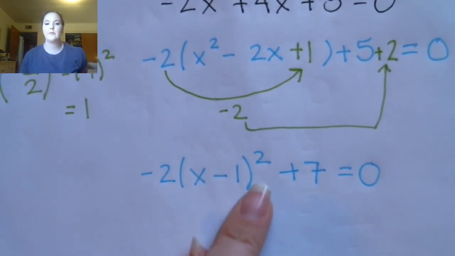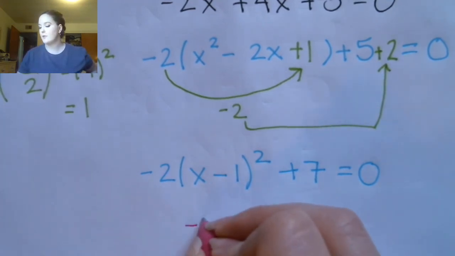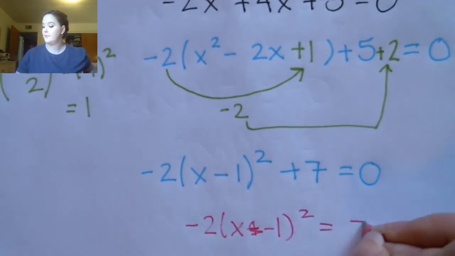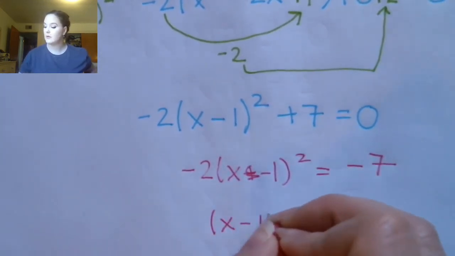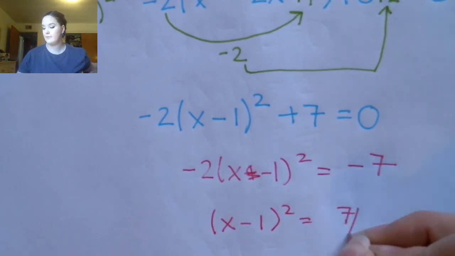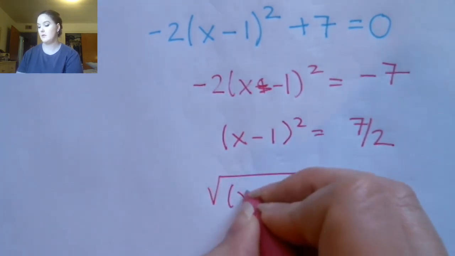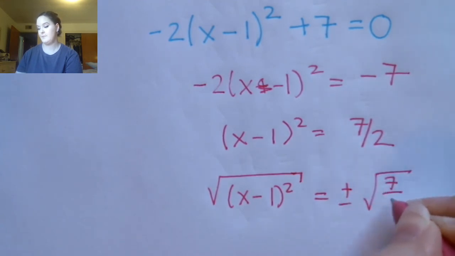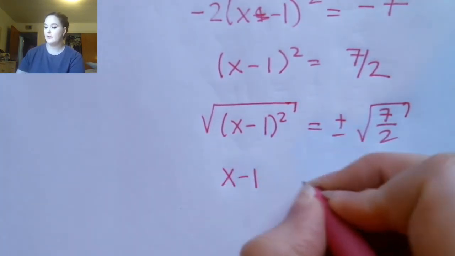So now that I have my completed square, okay, I'm going to go ahead and complete this by using extraction of roots. So I'm going to subtract 7 from both sides. Oops, x minus 1. Okay, then I'm going to divide by -2. Okay, square root both sides. Okay, this is going to give me x minus 1.